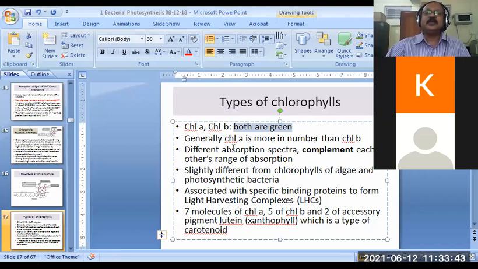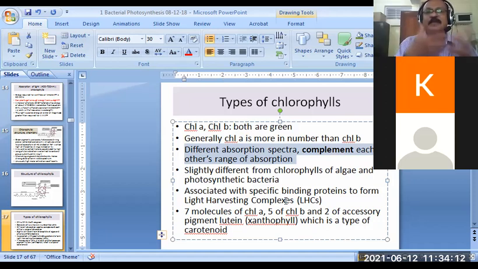In general, chlorophyll A is more in number as compared to chlorophyll B. And the absorption spectrum of these 2 molecules is such that they can actually complement each other. What is the meaning of complementation? Whatever wavelengths of light cannot be absorbed by one molecule can be absorbed by the other molecule. So the two types of molecules are helping each other to absorb the maximum amount of sunlight in the particular range of wavelengths.